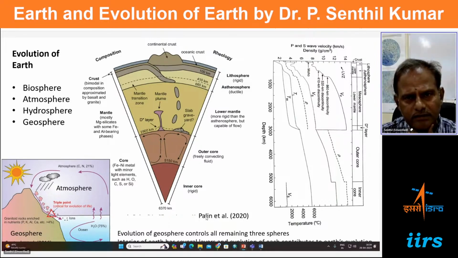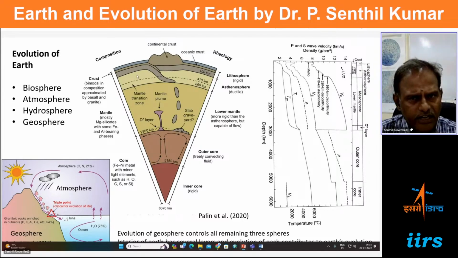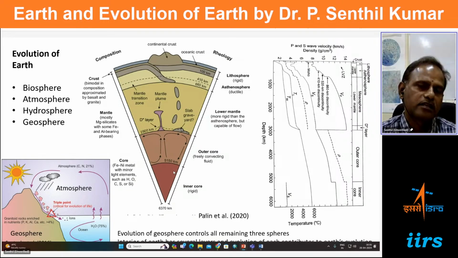The planet Earth has an interior. It has three important layers, as I already explained: crust, mantle, and core. The core-mantle boundary is at a depth of around 2,900 kilometers. So now what happens? The three layers of this Earth are also very dynamic in nature.